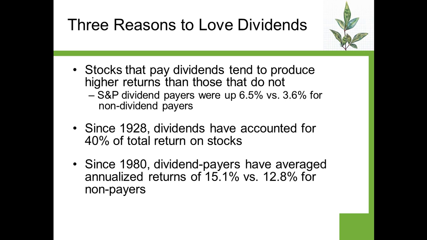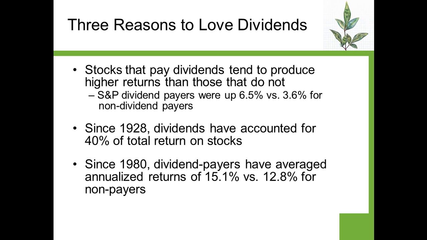Since 1928, dividends have accounted for 40% of the total return on stock. If companies do not pay dividends to investors, there will not be any income in the stock market or the equity market. So since 1928, dividends are 40% of the total return of the stock market.